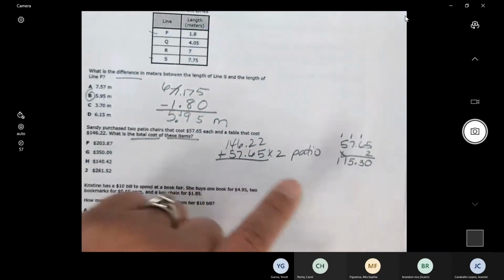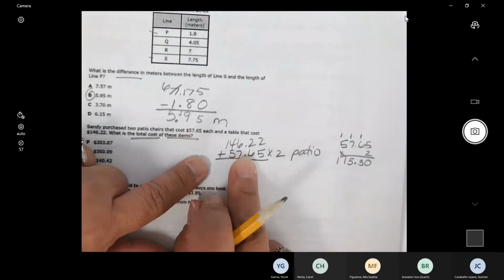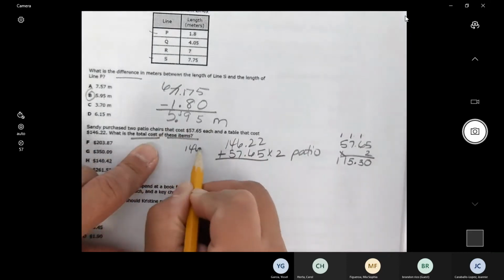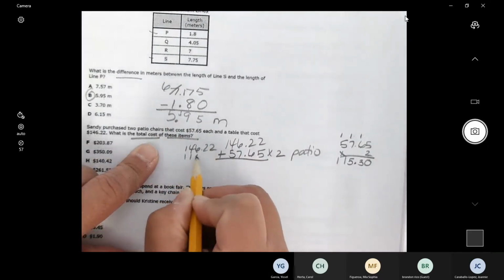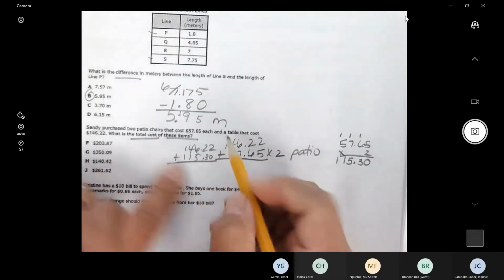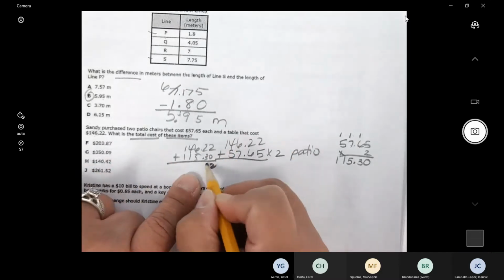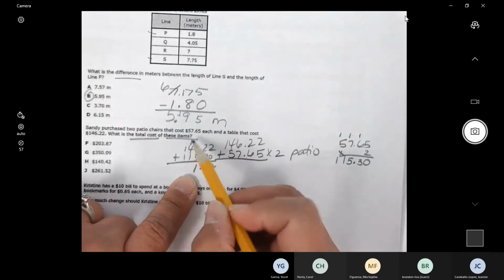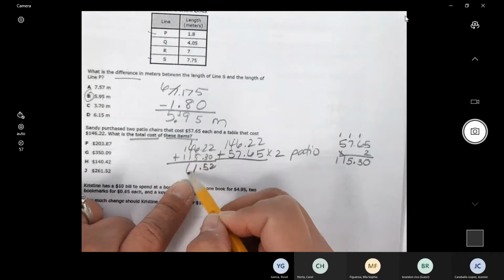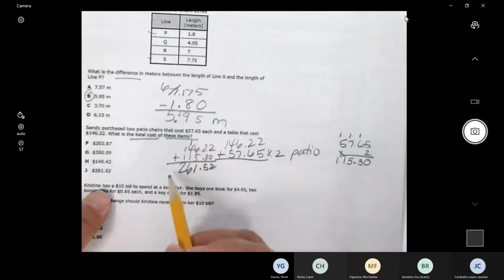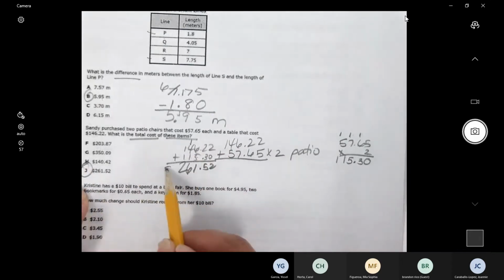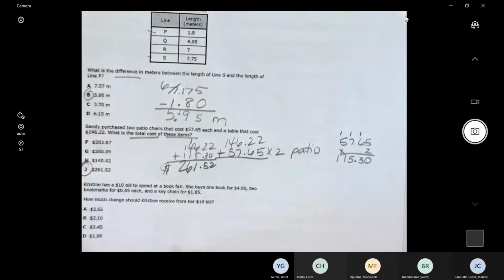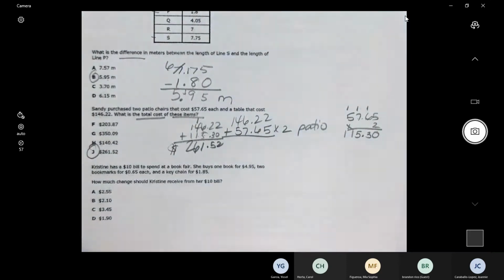I thought I was listening to him wrong, but this is what I'm going to add, okay? I'm going to add now 146.22 plus $115.30. 2 plus 0 is 2. 2 plus 3 is 5. Bring down my decimal point. 6 plus 5 is 11. Carry a 1. 1 plus 4 is 5. 5 plus 1 is 6. And 1 plus 1 is 2. And my answer is going to be J, $261.52.